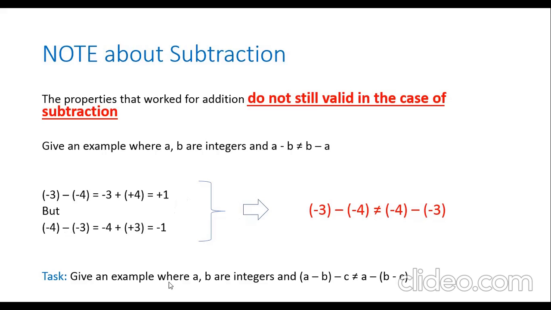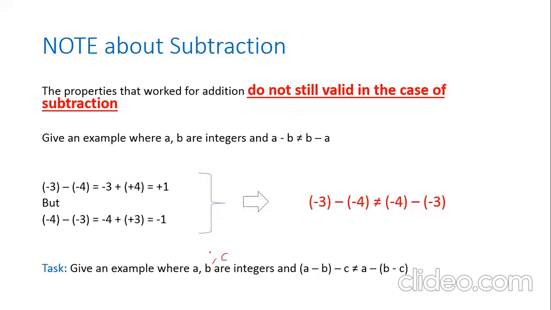We can give an example where a, b, and c are integers, so here we require 3 integers, and a minus b between brackets minus c doesn't equal a minus between brackets b minus c. So you can practice on this case as well in similar manner.